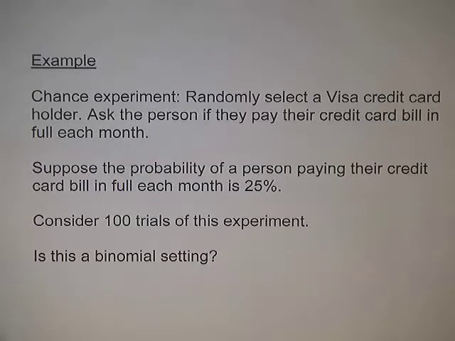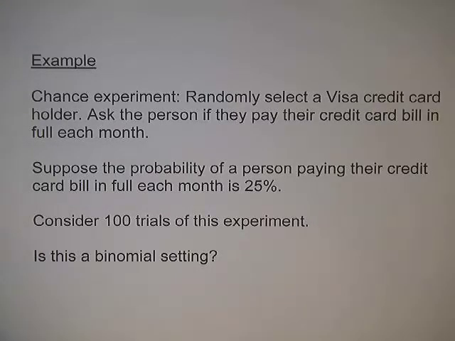So we want to know, is this a binomial setting? Let's remember what the four conditions are. Condition 1, you need to have a fixed number of trials with only 2 outcomes. Is that satisfied here? Yes, we have 100 trials and only 2 outcomes. They're either going to pay their credit card bill in full each month or they're not going to. So condition 1 is met. Condition 2, the trials are independent. Chances are if you ask somebody about their credit card balance and then you ask somebody else, the response of the first person is going to have no effect on the response of the second.